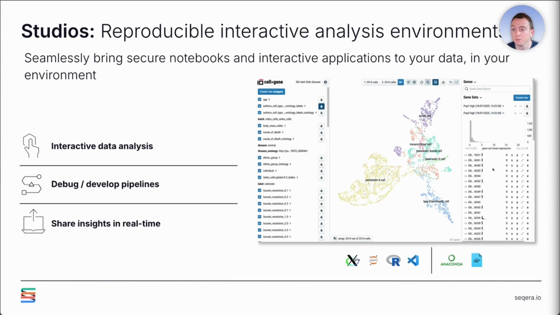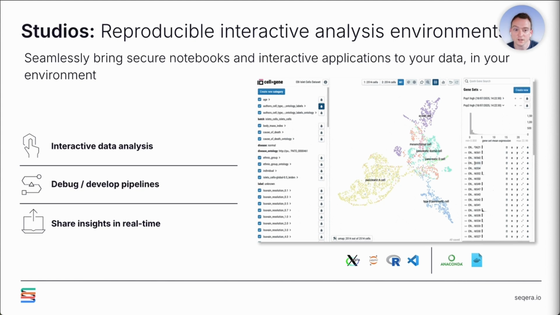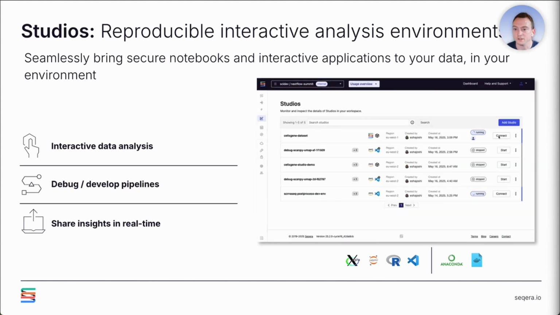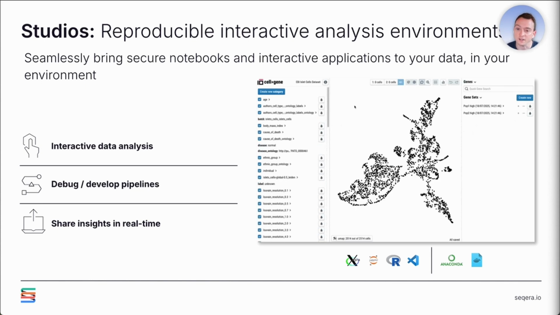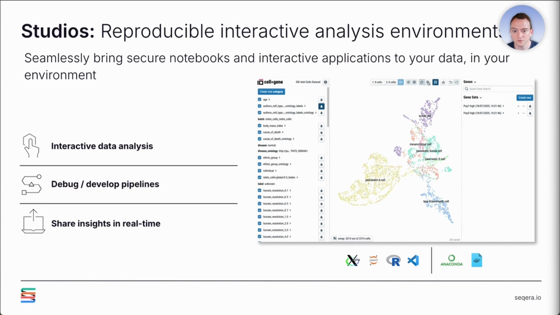Finally, you can build completely custom containers to do whatever analysis you need, such as this cell by gene example that we're showing here, which is an entirely custom interpreted piece of software running on Studios. Studios is the ideal shared analysis space for computational biology teams, and it empowers you to turn data into decisions.